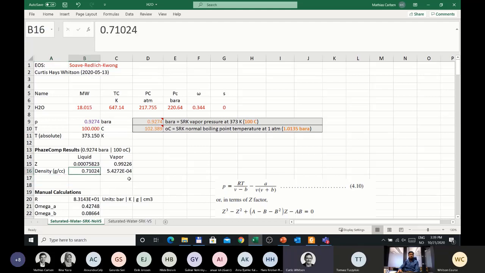And so it's 29% off. If you go look up in your steam tables, the density of boiling water, I don't know exactly what it is, but around 1 gram per cc. It's close to 30% off. And with that volume shift factor up there, the S, you can correct that to be whatever that value should be, 1 or close to 1.